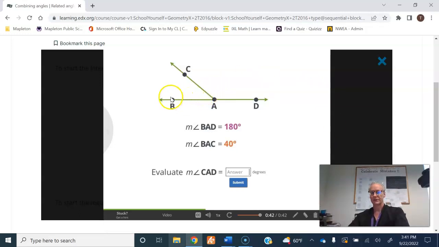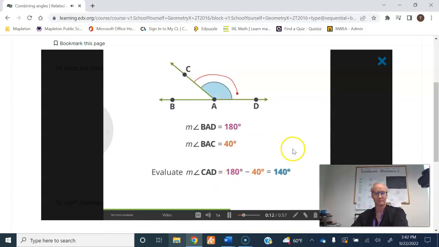Okay, this is called a linear pair. CAB and CAD together make 180. So 140 plus the 40 gives me the 180. So this angle is 140, of course. Again, nicely done. In this case, you took the combined angle, 180 degrees, and subtracted the measure of angle BAC, which is 40 degrees. And so the measure of angle CAD is 140 degrees.